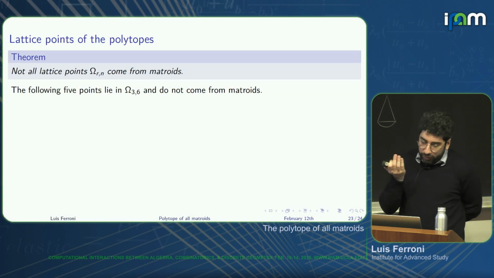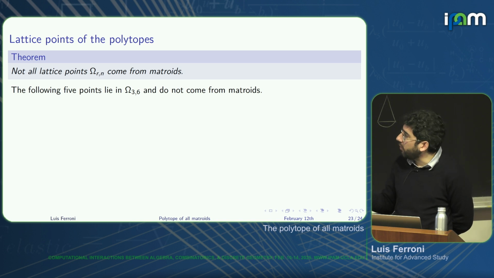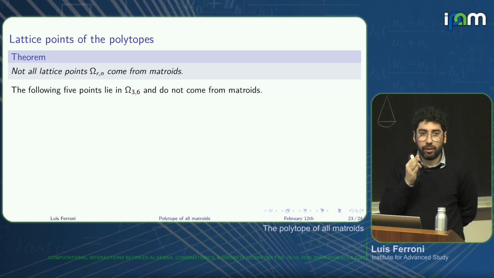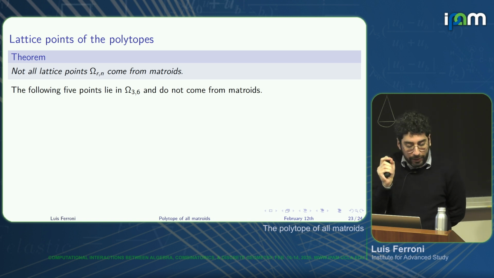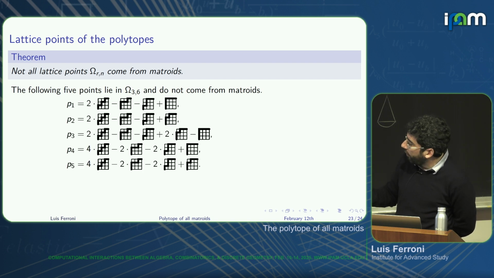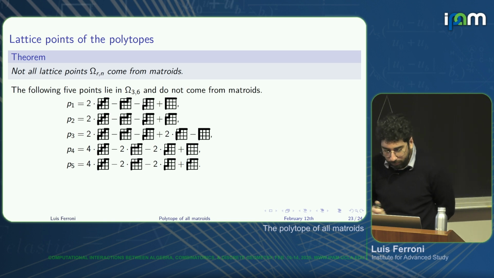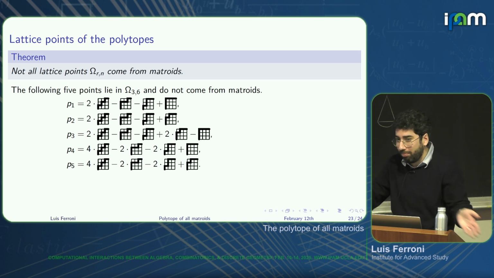Okay, so the lattice point question about these polytopes. First of all, not all lattice points in this omega without the overline come from matroids, and that's pretty annoying. Remember that the polytope omega without the overline is expected to be much more delicate. But for this one we can run computations because the dimension is smaller, and I found these 5 points, none of which come from a matroid. You can check with your favorite software that this is true. I don't know how to prove this in the paper without saying, use the computer.